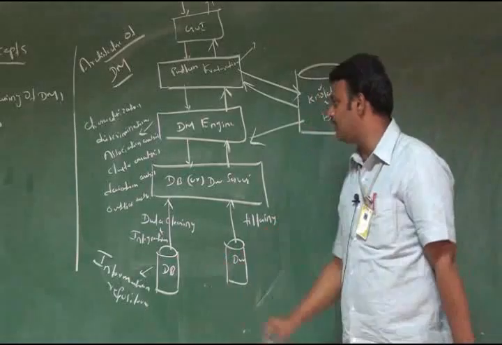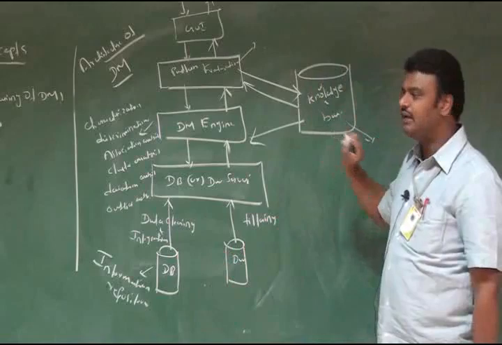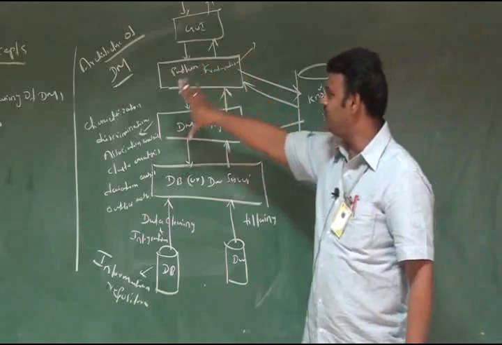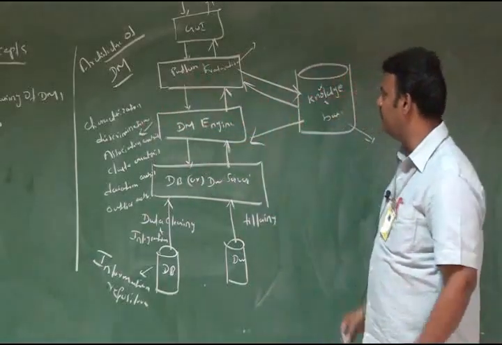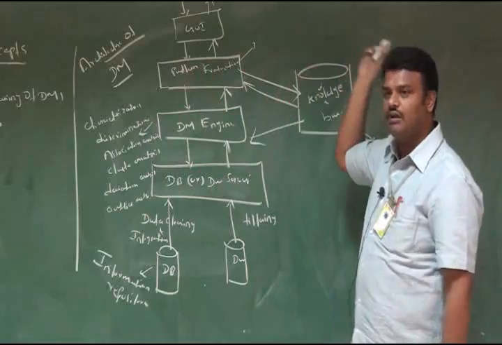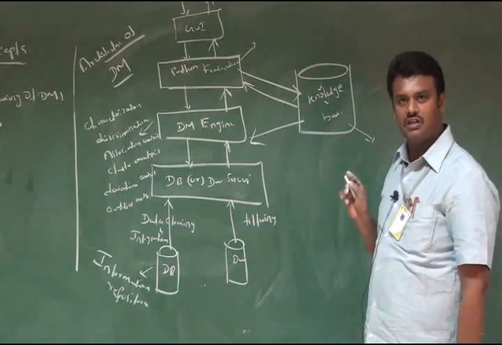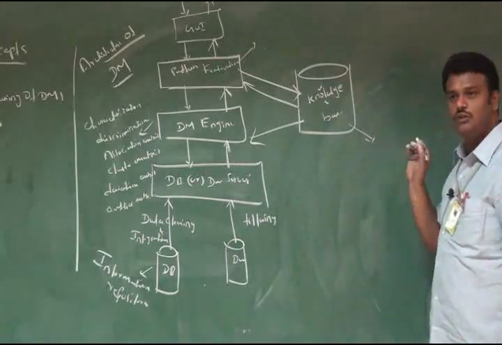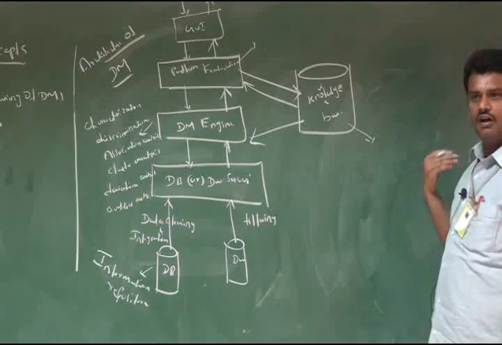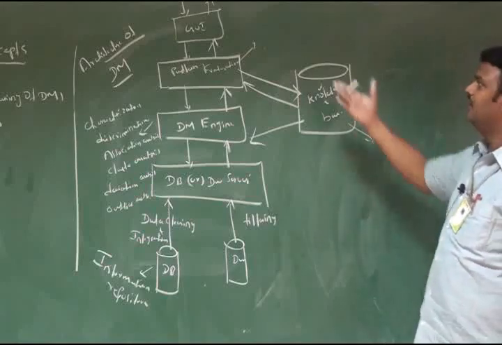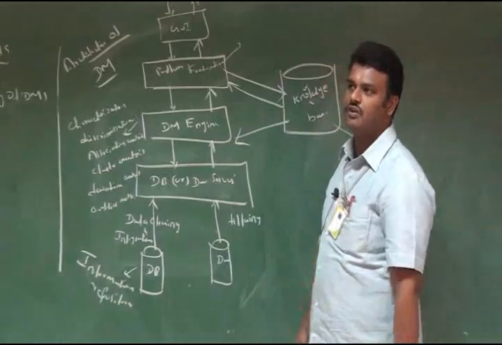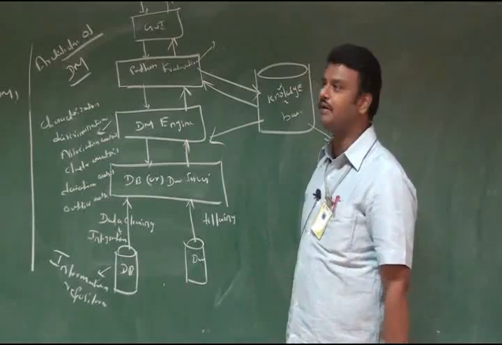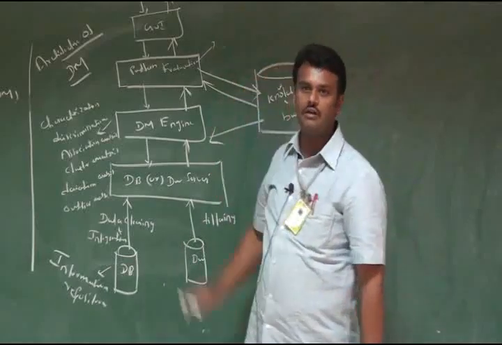The first one is the information repository. The second one is the database or the data warehouse server. The next one is the data mining engine, where the set of functional modules is done. Then the pattern evaluation, where we evaluate the interestingness of the pattern based on some interestingness measure. Then the knowledge base, which is used to guide the search and to evaluate the interestingness of the resulting pattern. The last one, the graphical user interface, with which we evaluate the pattern and also visualize the pattern in different forms.